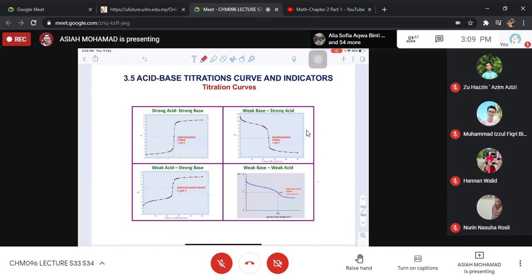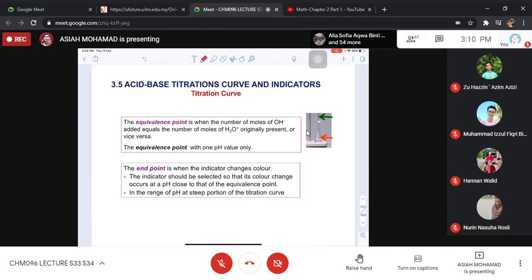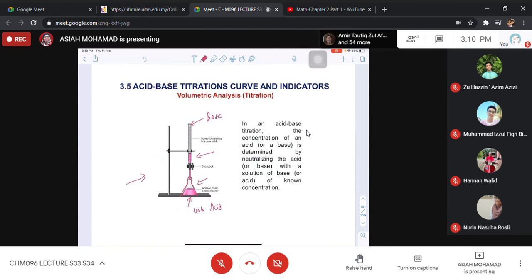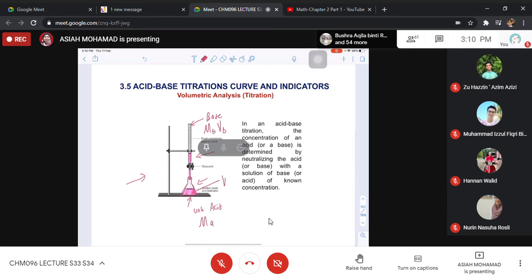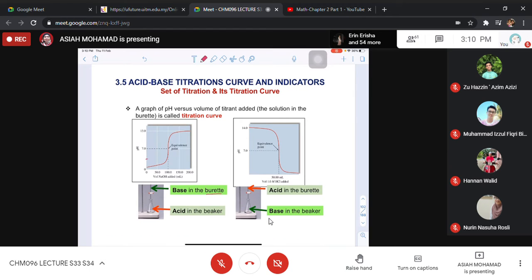So from this setup, let's say you want to determine the molarity of acid by using the known concentration of base and the volume used here. Of course, we already know the volume of acid that we put in the flask, so we can determine the molarity of that unknown acid.